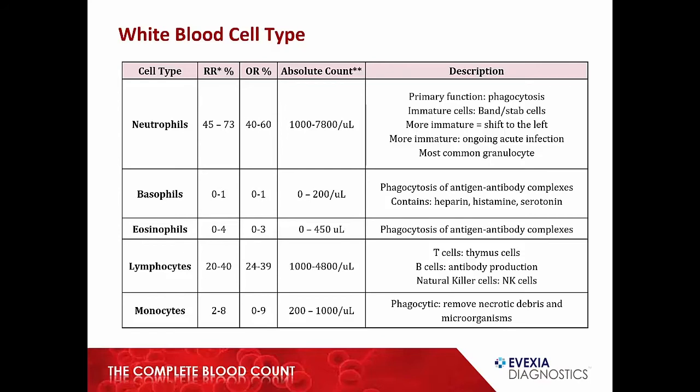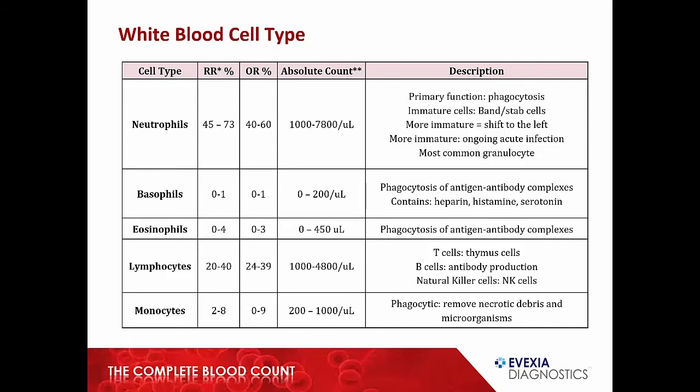And as you can see, we'll start with the neutrophils. If you look over at the description, like I mentioned before, primary function is phagocytosis, and the immature are called band or stab cells. And as you can see, the absolute count is there. That's when they give a count of the blood cells. The basophils, again, phagocytosis of antigen-antibody complexes. They contain heparin, histamine, and serotonin.